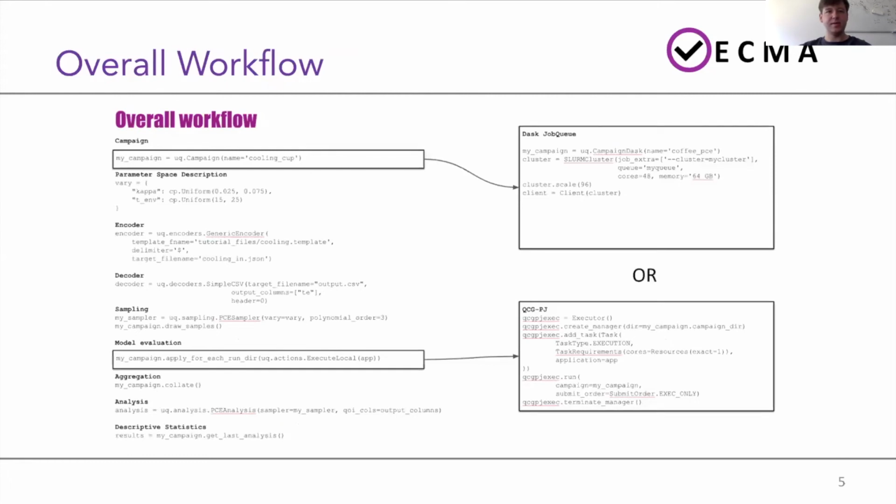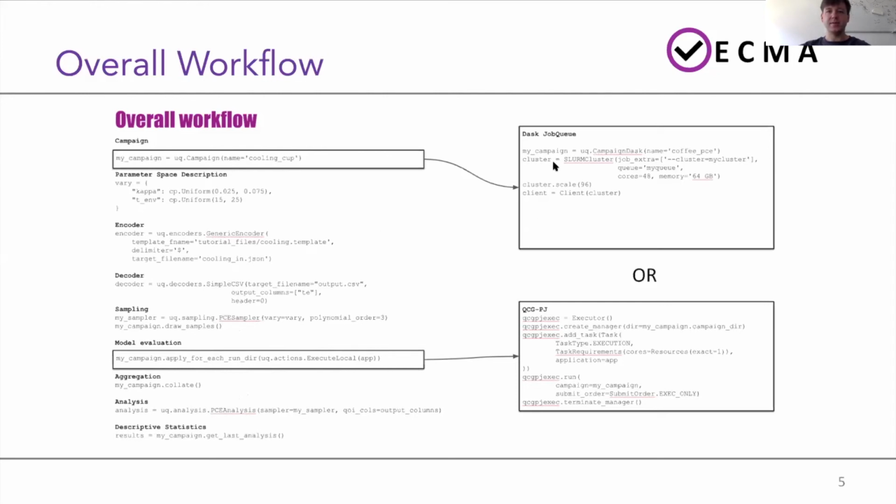Now, there isn't really enough time to go in depth into the workflow, but this would be an example of an EasyVVUQ script. So we create a campaign, we describe the parameter space, then we have an encoding step which basically specifies how to generate the input files for your simulation. Decoder parses the outputs of said simulation. Then you have a sampler which will generate the samples. From those samples, then you create the input file for the simulation. In this case, it's using a polynomial chaos expansion sampler. Then you essentially execute the simulation, gather the results, and perform analysis.